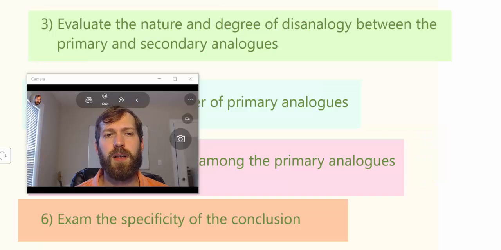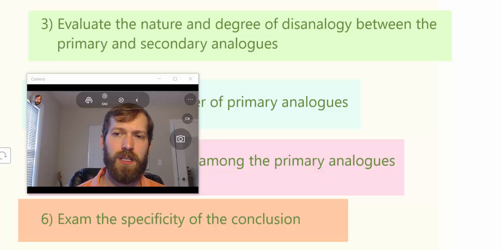Our third principle tells us that we want to evaluate the nature and degree of any disanalogies, that is, dissimilarities or differences between the primary and secondary analogs. That's because certain dissimilarities, if their nature is such that they're relevant to the conclusion, will influence whether the argument is weaker or stronger. It can go both ways.